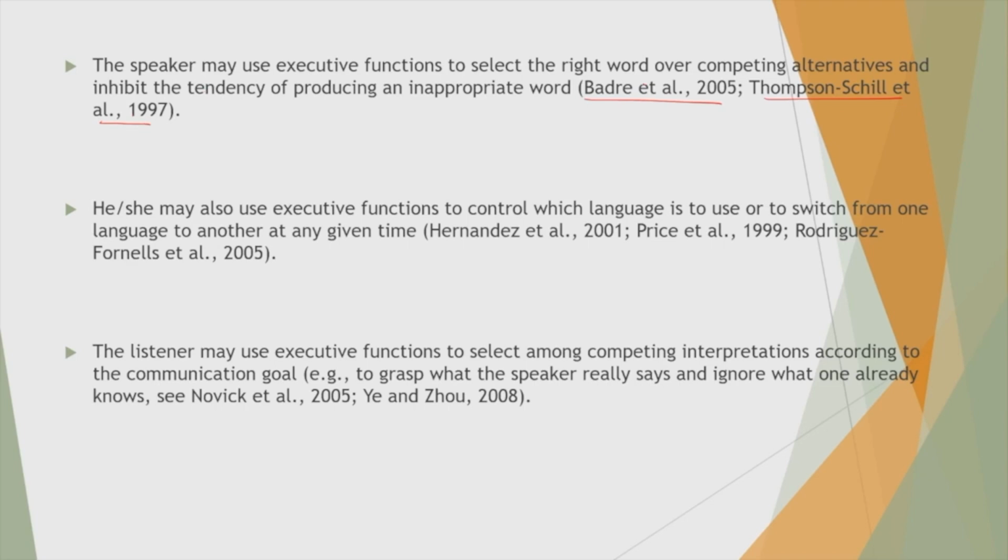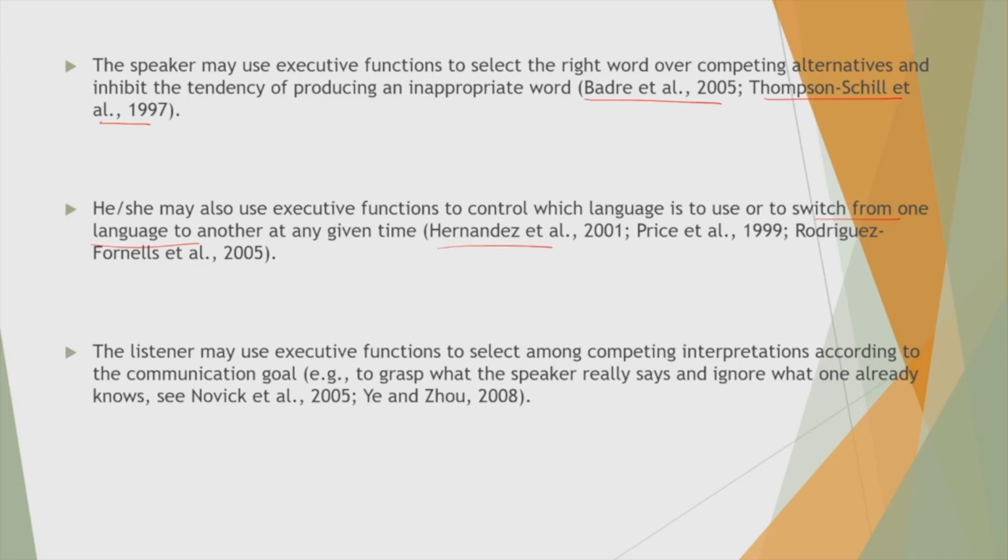So, one is to select the right word among competitors, another is to switch from one language to another. This is another very important area of research now in bilingualism. When we switch from one language to another, what happens? What are the sub-processes that are part of it and how is the executive control mechanism, cognitive control, a part of that? That is also yet another area. So, these are some of the references.